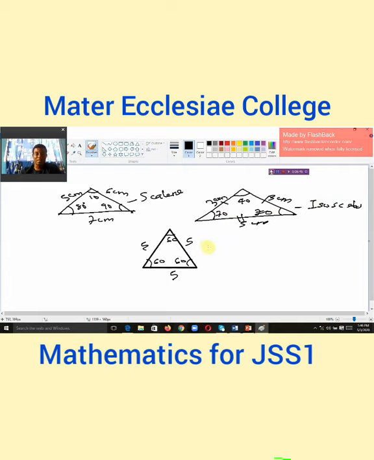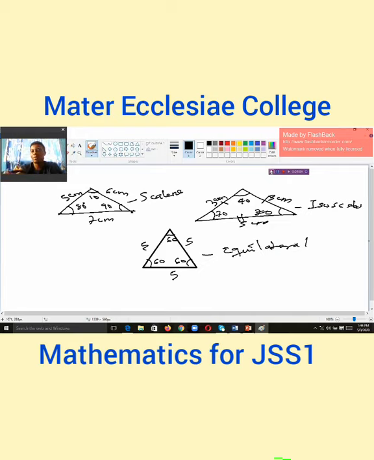And if you look at the third type, you will notice that the interior angles are equal and the sides are also equal. So this is an equilateral triangle. So that's what I'm trying to say. A scalene triangle, all the sides are unequal, all the angles are also unequal.